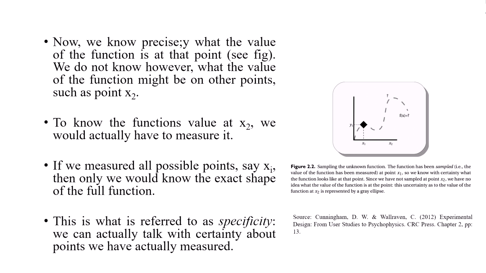Now in this trajectory of the function, if we measured all the points, say xi, the entire trajectory here, we would know the exact shape of the function. We will know how this function varies and what kind of values it returns. This is basically this idea of specificity that I was just talking about. Every trial in your experiment is giving you the value of x1, x2, x3, x4, but it is not telling you the entire shape of the function. But are there ways to do that?